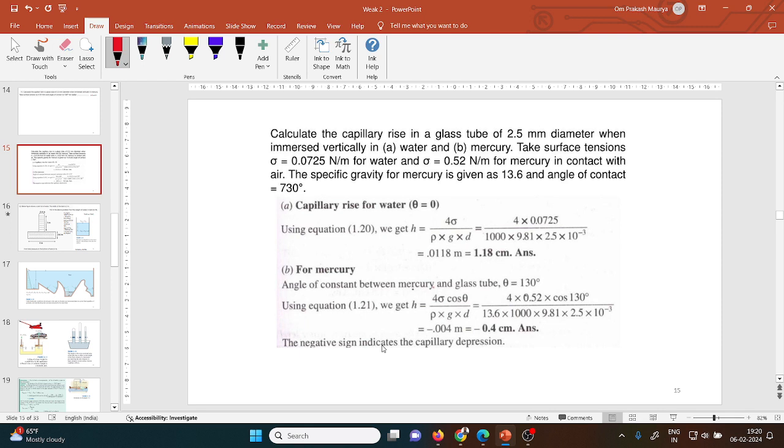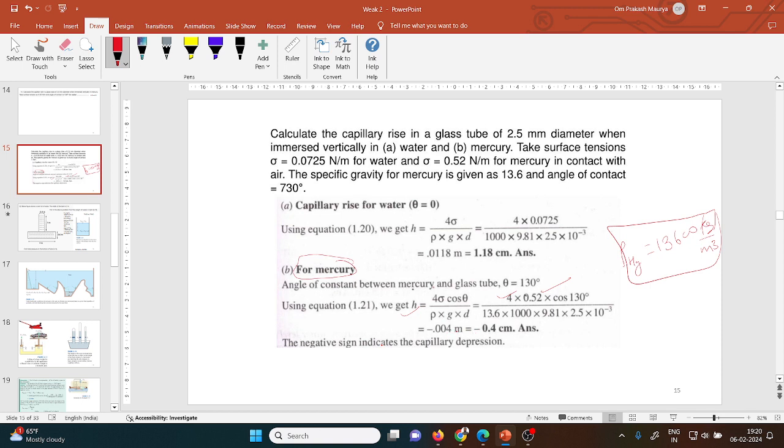Your capillary rise formula is this. For the mercury case, the capillary rise formula is 4 sigma cos theta over rho g d. So 4 is there, and your surface tension was 0.52 and cos 130. Rho is nothing but the rho of mercury, which is 13600 kg per meter cube. If you calculate, it will come to 0.004 meter.